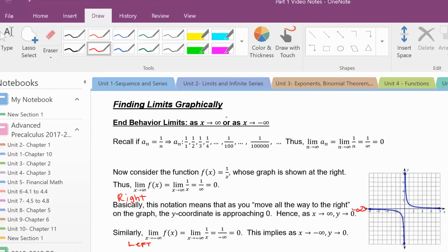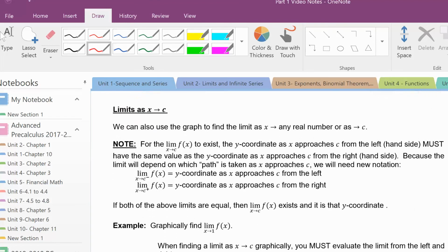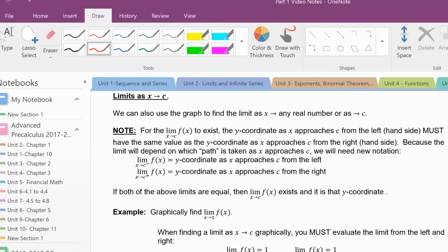So anytime you see the limit as x approaches infinity or negative infinity, you're finding what are called the end behavior limits. The limits as x approaches a number. So in order for the limit as x approaches a number to exist, the y-coordinate as x approaches that number from the left-hand side must have the same value as the y-coordinate from the right.